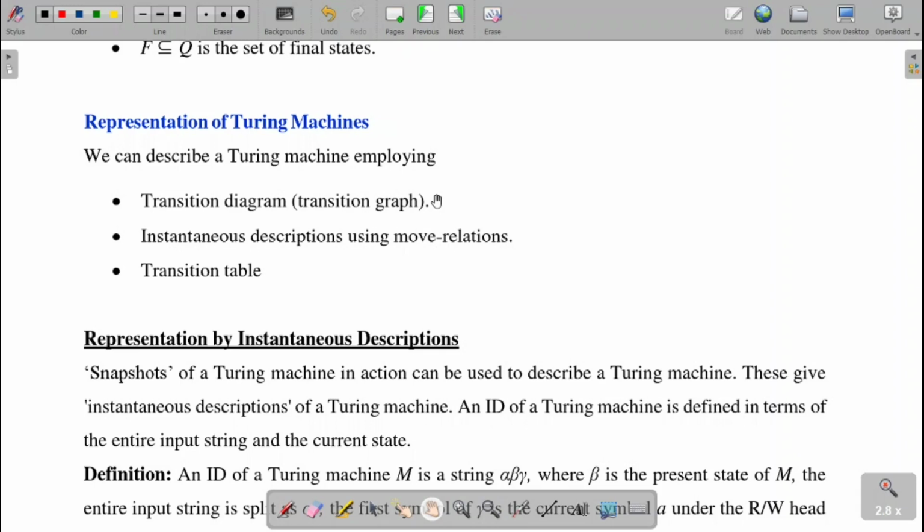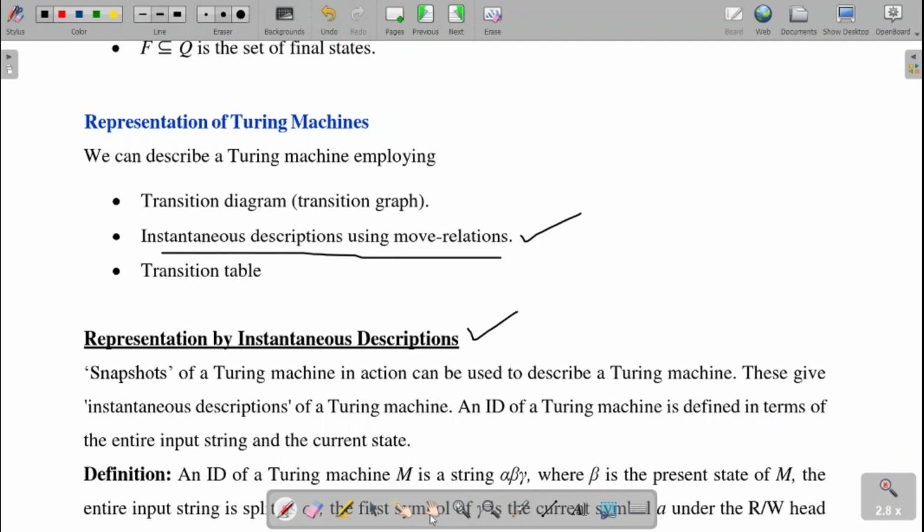Generally, we write any one among them. The most preferred one will be the instantaneous descriptions using the move relations. This will be generally used. If they ask in particular, you have to write all three. Then, first, let us go with the representation by the instantaneous descriptions.